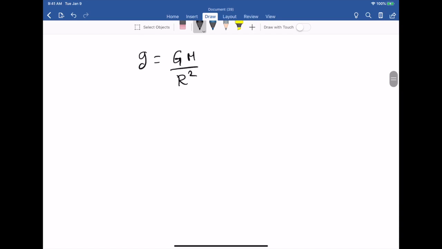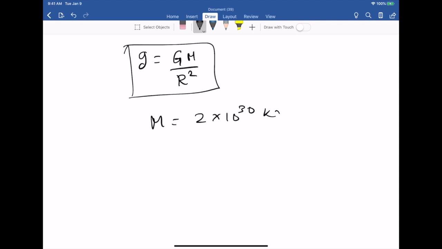Let's look at an interesting application of this formula, g equals GM divided by r squared. That is the problem on slide 13 concerning the neutron star. How much would a 100 kg person weigh on the surface of a neutron star? You're given the mass of the neutron star, which is 2 times 10 to the power of 30 kgs, and you're given the radius of the neutron star.